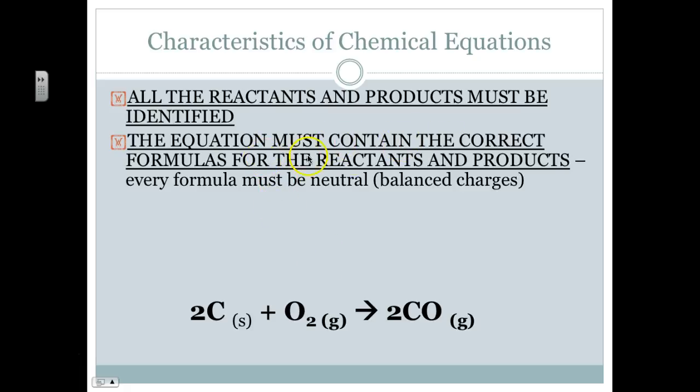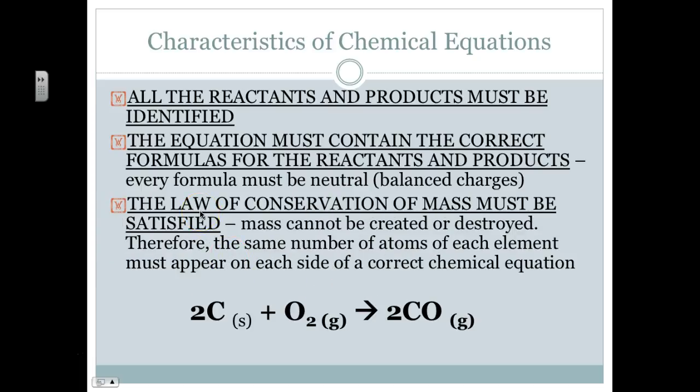The equation must contain the correct formulas for the reactants and products. Okay, you have to balance the equations, which again, is something we'll deal with later on. And it also says the law of conservation of mass must be satisfied. And this is actually two things going on here. First is the total mass has to be the same. So let's say I have 50 grams of carbon and I have 25 grams of oxygen. If that's a total of 75 grams on the left side, that means I have to have 75 grams on the right side total. So again, the total mass on the left side has to equal the total mass on the right side. Both sides have to have equal mass.